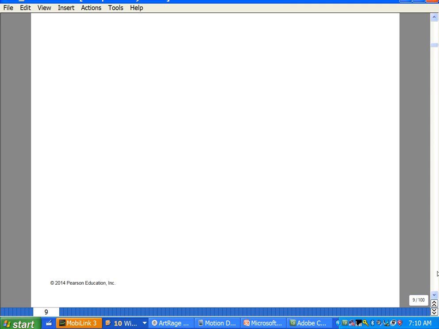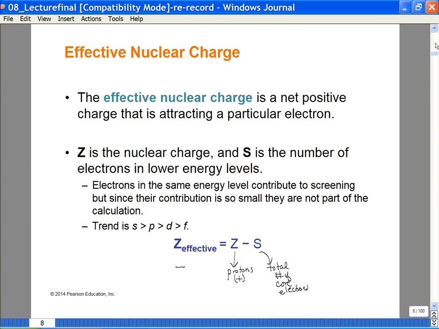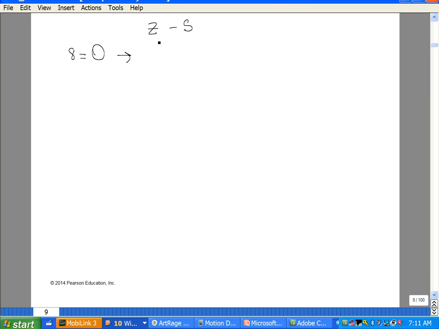Looking at an example, I think we looked at oxygen and fluorine in class. Oxygen has atomic number 8. If we take its number of protons, which is Z, I think that's the letter we use, Z is 8, the number of protons in its nucleus, minus S, which is the number of core electrons, and that's 2, based on its position on the periodic table.